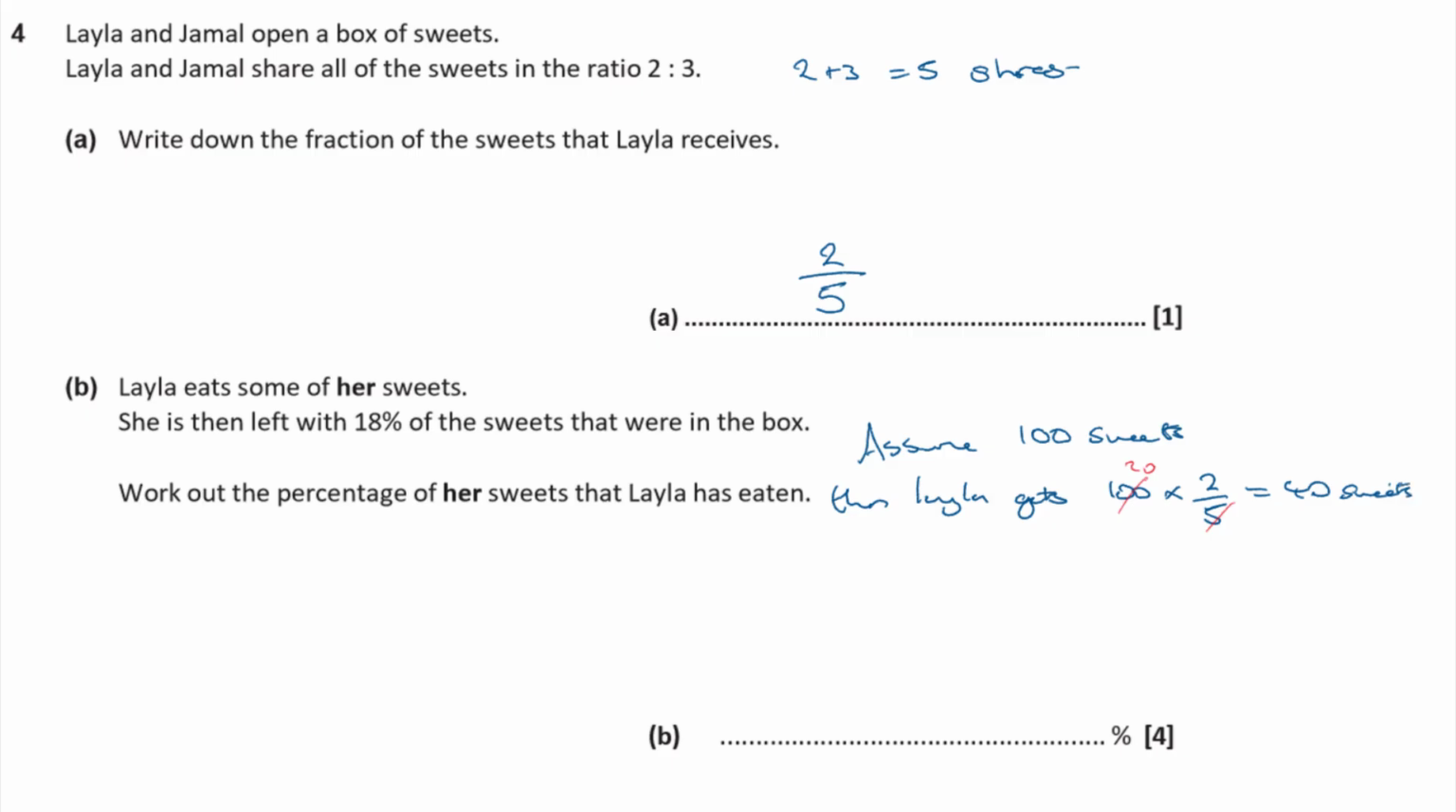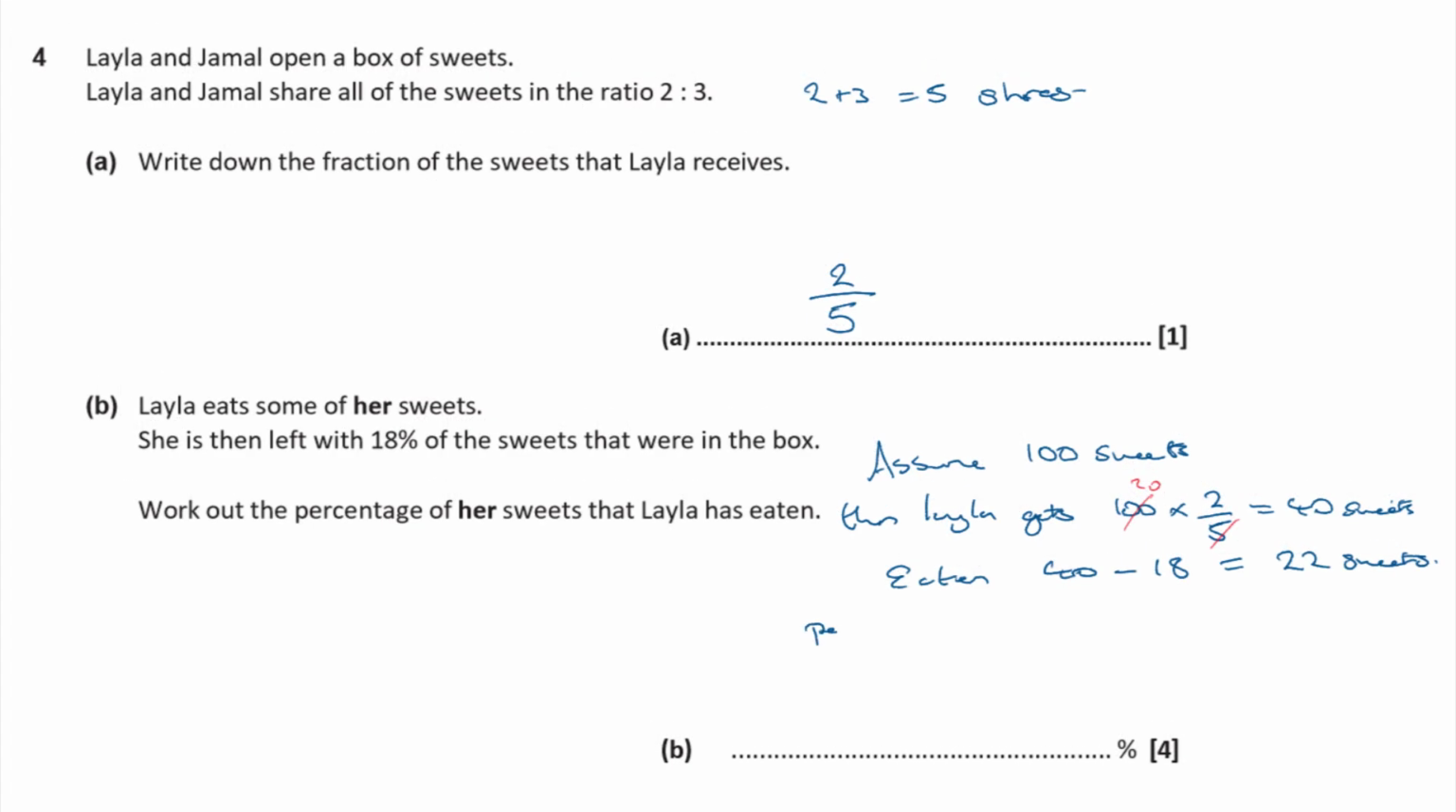Okay, so let's say, assuming that they got 100, might not be. Okay, so then if she's left with 18 sweets, so how many has she eaten? So she's eaten her 40 sweets minus the 18 sweets that were remaining. So that means that she ate 22 sweets.